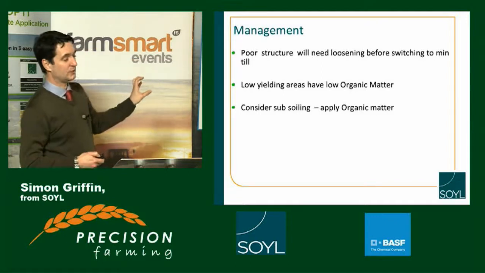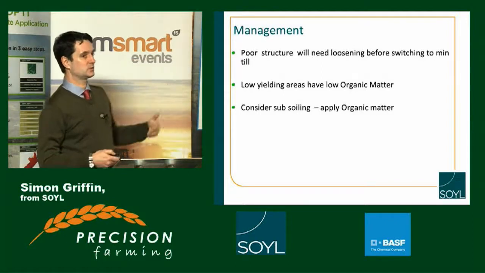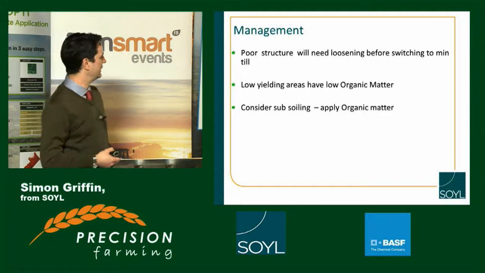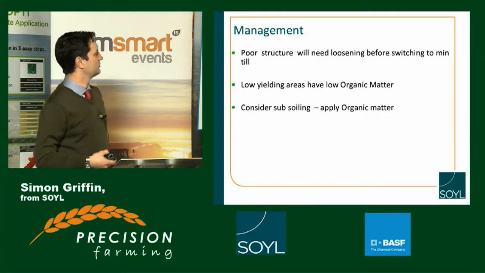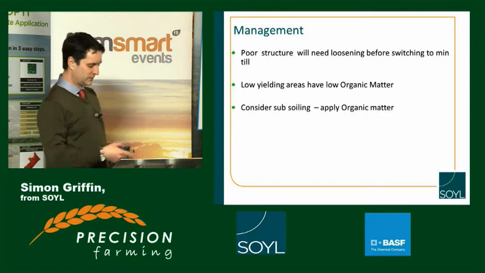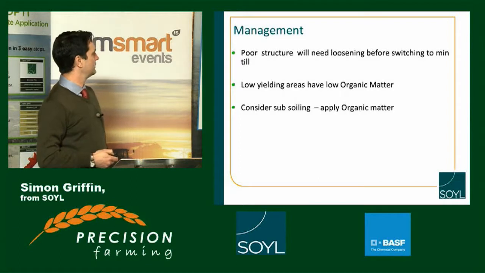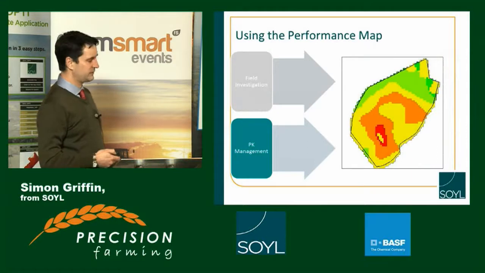Also, there are differences in organic matter between those two samples as well. So we've got organic matter as a factor there, so consider applying some organic matter to those parts of the field which were low yielding as well. Okay, so using the performance map for field investigation is one valuable use of a tool.